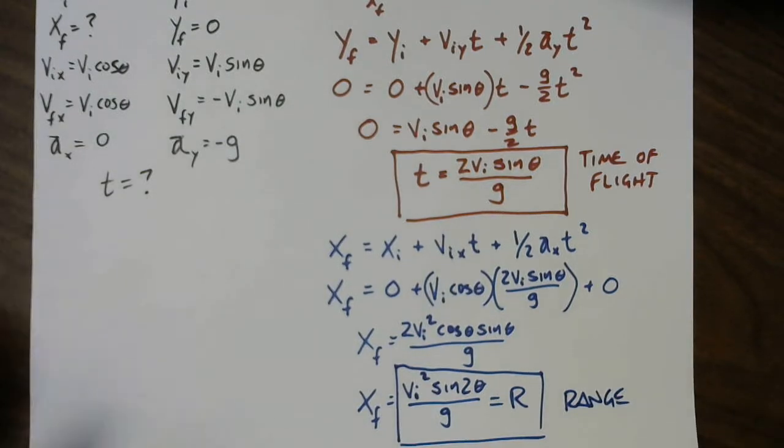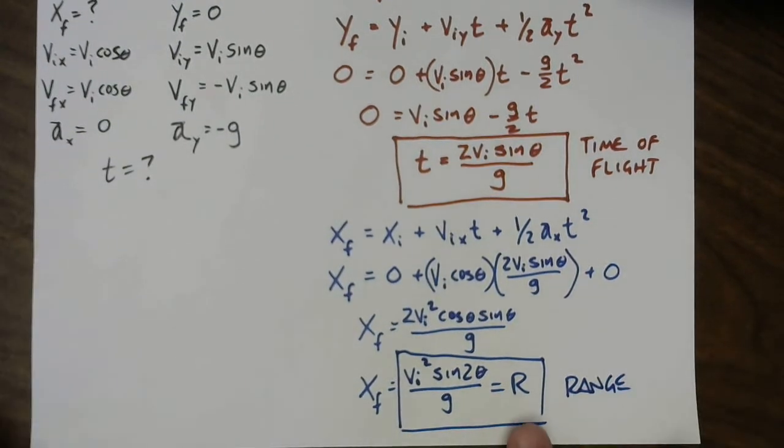This is how far it will go. You could even use this equation backwards. Put in the r you want the projectile to land at, and then you can figure out what combination of vi and 2 theta.